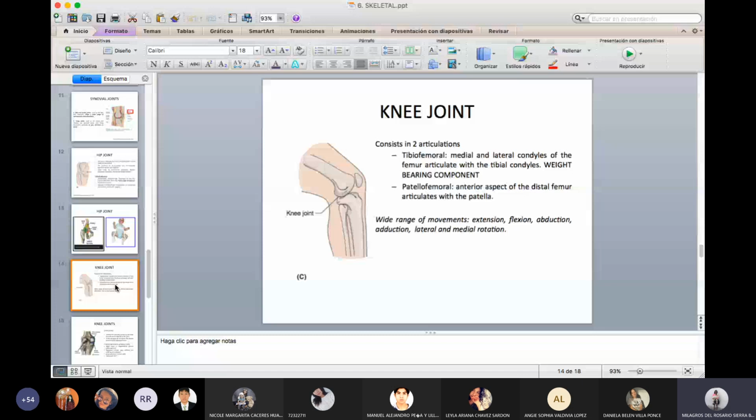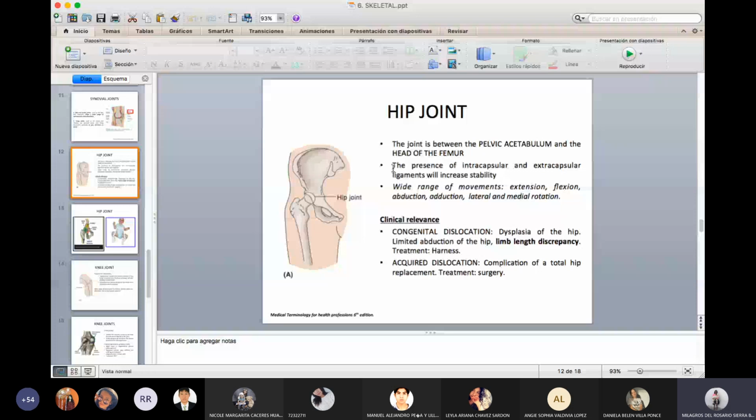Here, see the hip joint: you have different types of movement, not only extension and flexion, but also abduction, adduction, and lateral and medial rotation. These are some pathologies related to hip joint abnormalities. For example, congenital dislocation, when there is a dysplasia of the hip and there's a limited abduction of the hip.